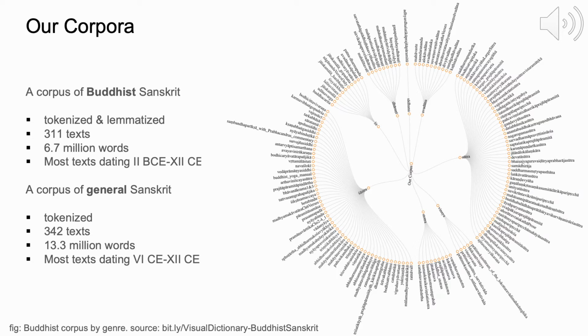The second corpus is a corpus of general Sanskrit, which we used for pre-training purposes. This corpus is roughly double the size of the Buddhist Sanskrit corpus. Most of its texts date from the 6th to the 12th century, and again, most texts are shastra, that is, philosophical treatises.